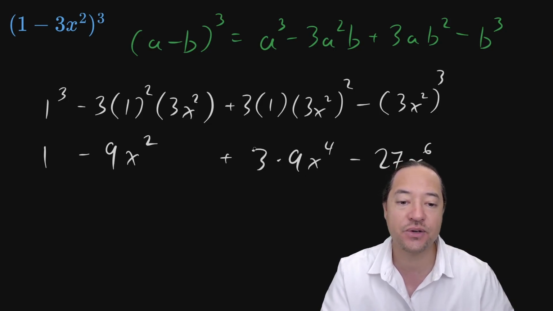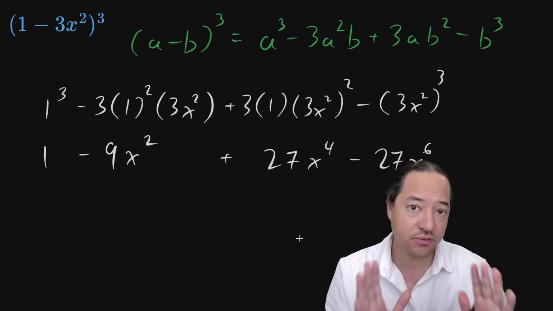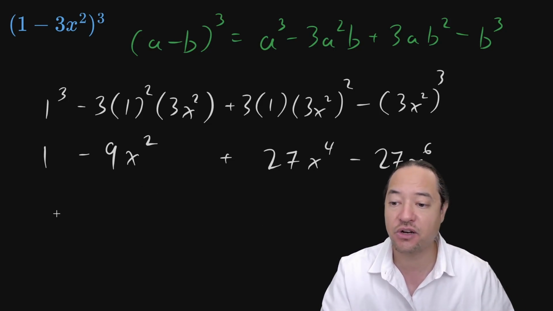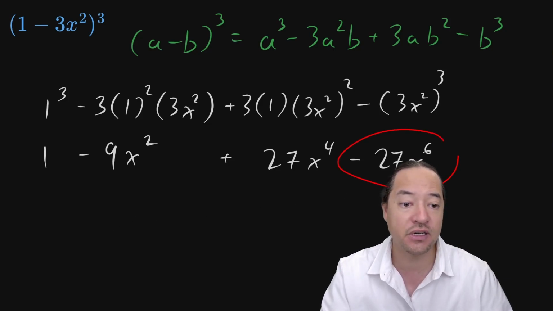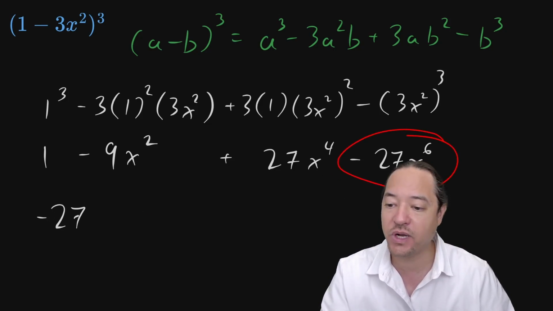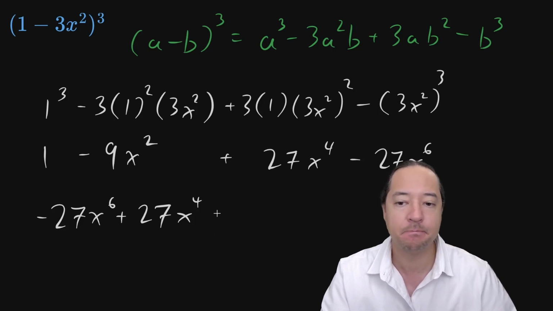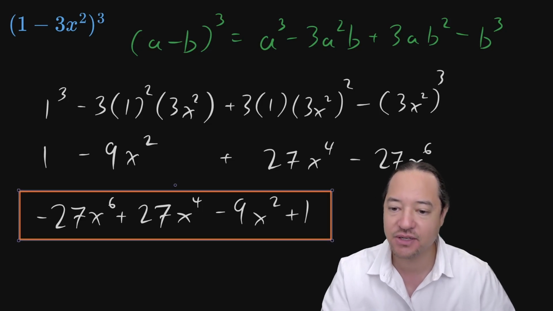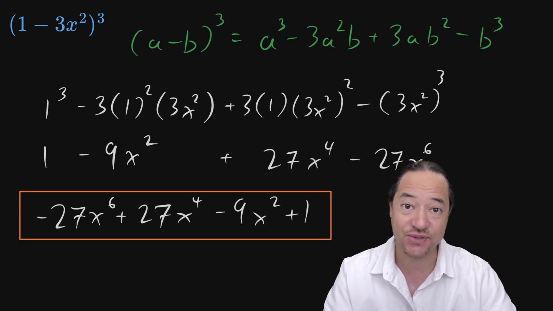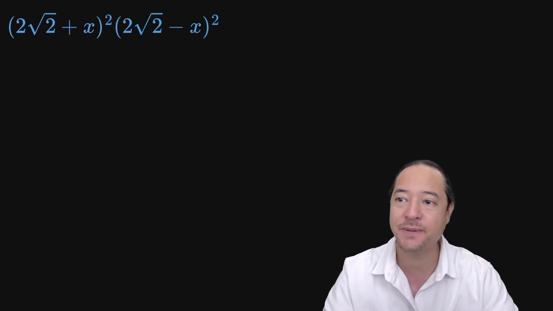Okay, so let's just simplify this. 3 times 9, well, that's going to be 27. And so this is our final answer, but I want to write it in standard form. So we're going to start with the largest power here. So this will be a negative 27x to the sixth power plus 27x to the fourth power minus 9x squared plus 1. And now this should actually be our final answer here. Okay, let's do one more.